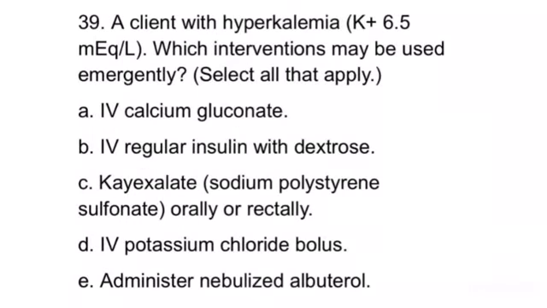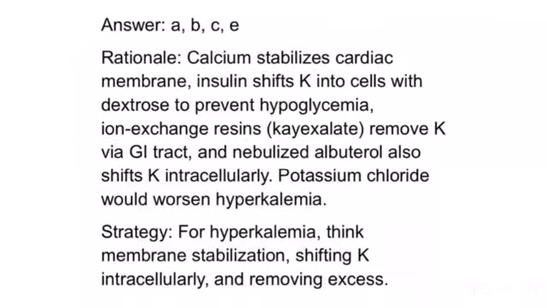39. A client with hyperkalemia, K plus 6.5 milliequivalents per liter. Which interventions may be used emergently? Select all that apply. A. IV calcium gluconate. B. IV regular insulin with dextrose. C. Kayexalate, sodium polystyrene sulfonate, orally or rectally. D. IV potassium chloride bolus. E. Administer nebulized albuterol. Answer: A, B, C, E.